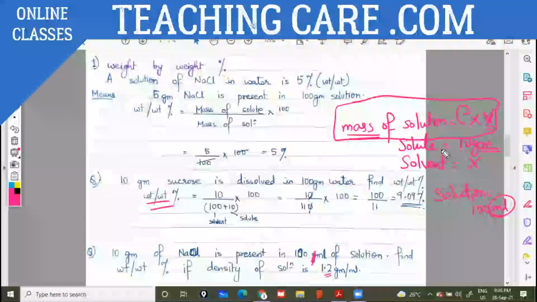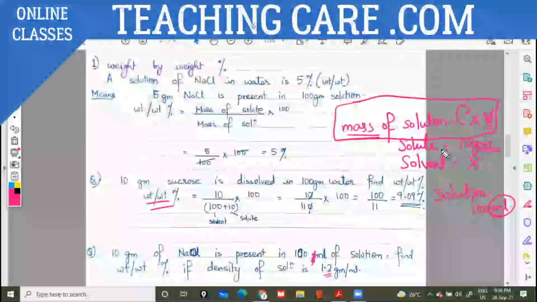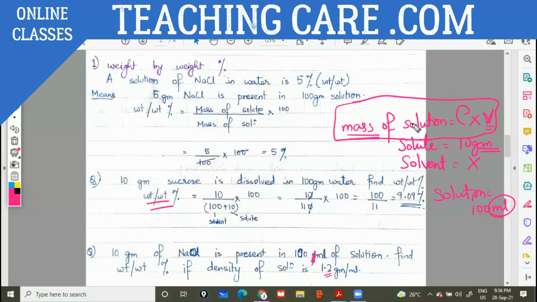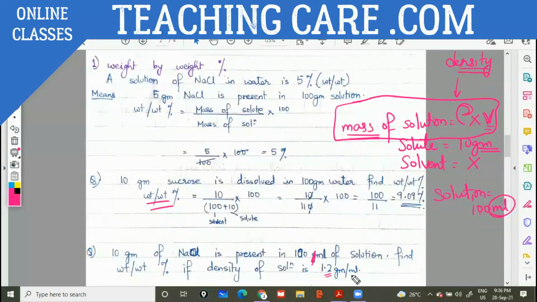Did you get it, beta? Yes, ma'am. Chalo, now do it once. Mass of the solution is equal to rho into volume. Rho is nothing but your density. Rho symbol is density, which is 1.2 gram per ml. Try it out, okay? Yes, ma'am.